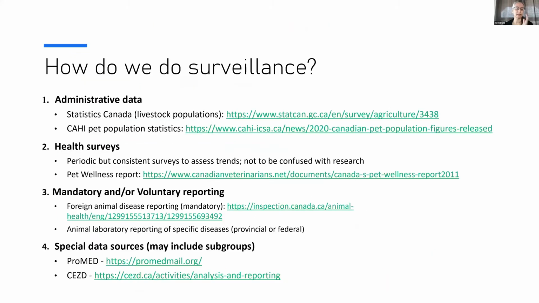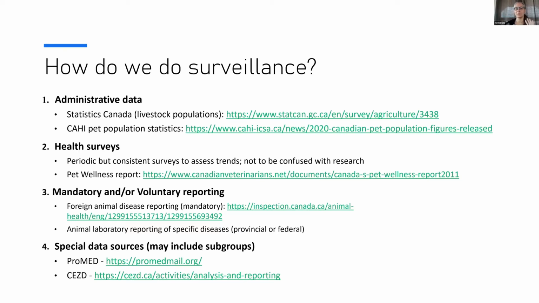So how do we do surveillance? There are certainly multiple ways to look at the methods, and one of those is to look at where the data comes from. On the human health side, these categories are similar. On the animal health side, we might do them in slightly different ways, but they have similar uses. So, administrative data. Certainly on the human health side, we have a lot more, like vital statistics of who dies, who lives, who's born, all that kind of stuff.